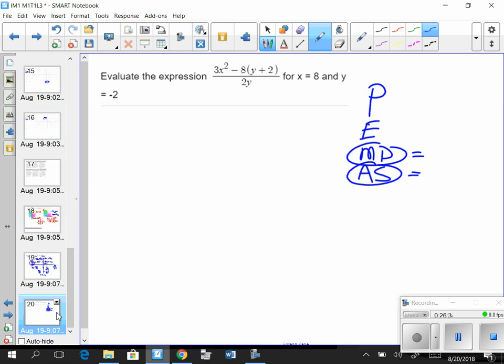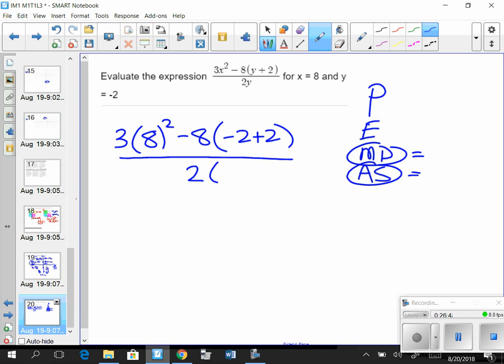Of course, our first step is we've got to plug numbers in. I've got to change all my x's to 8s and all my y's to negative 2s. So 3, 8 squared minus 8, negative 2 plus 2, all over 2 times negative 2. So order of operations says deal with parentheses first. I see an 8 in parentheses, but there's nothing I can do to it. So I leave it that way. Negative 2 plus 2, on the other hand, I can do something with that. Negative 2 plus 2 is 0.